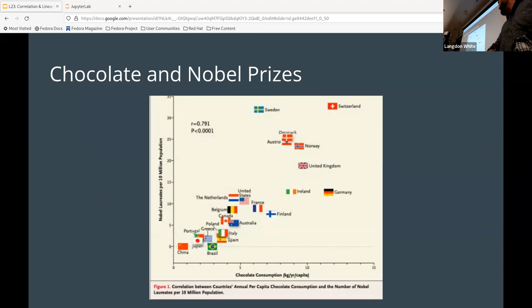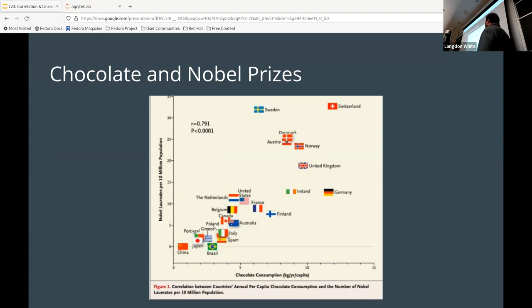So this is kind of funny. This I gladly stole from Data 8. This is chocolate consumption correlated with Nobel laureates. So the more chocolate you eat, according to this graph, the more likely you are to have a Nobel laureate as a country. What I particularly like is that, in case you weren't sure, this was produced by the Swiss.